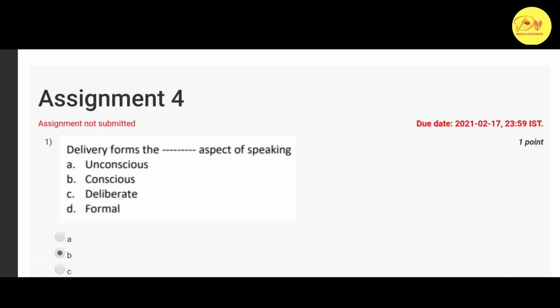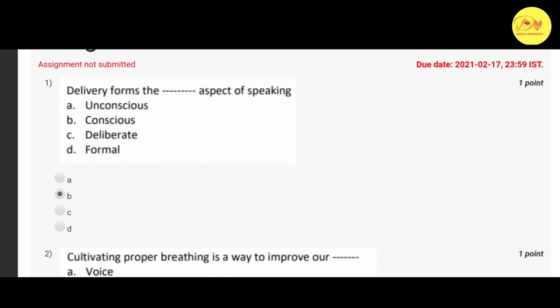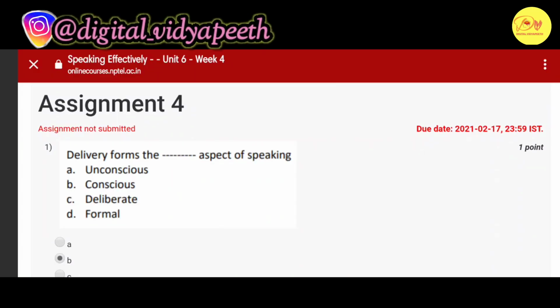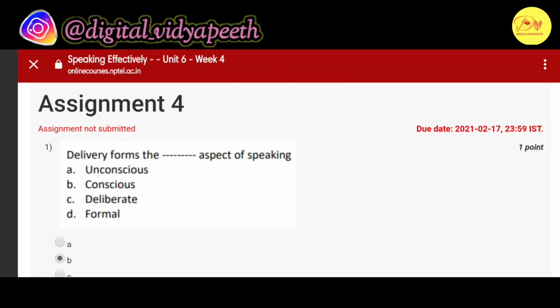Our first question is, delivery forms the aspect of speaking. Correct option is B, conscious. Guys, please note this point here. In this first question, according to my search, option A, that is unconscious, and option B, that is conscious, both are correct. But there is no option of both in all four options.